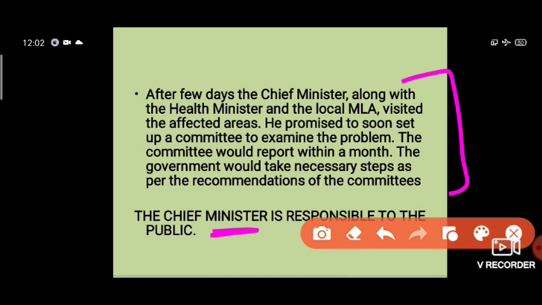The chief minister is very responsible to the public. They are answerable to the public. It is their duty to the people. It is their duty to keep people happy and healthy in the state.